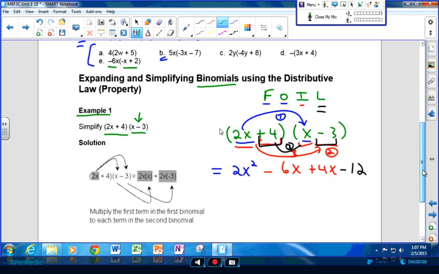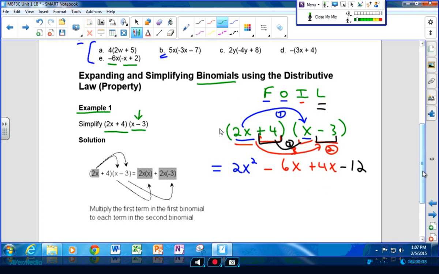Now in algebra, just to clarify, and you may already know this, when we put 2 things together in parentheses like that, what we mean is multiply. So what that example 1 says is 2x plus 4 times x minus 3. And the reason we don't use a multiply symbol is that we use the variable x all the time in algebra.